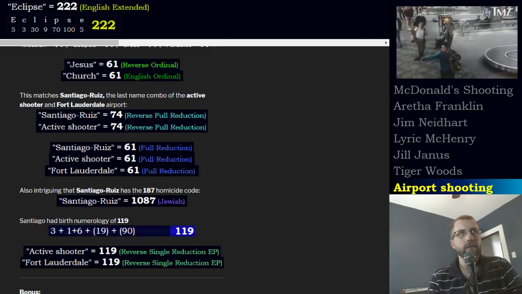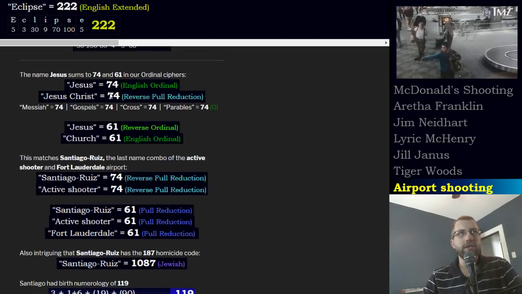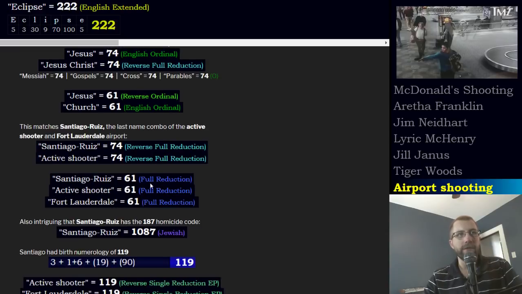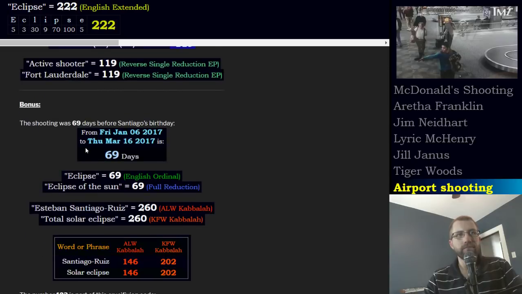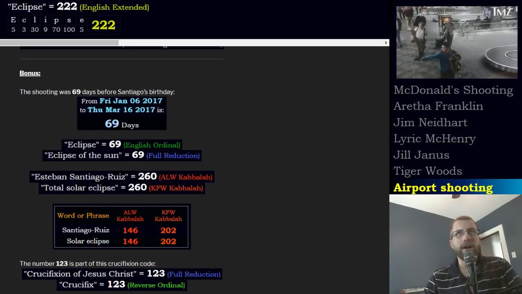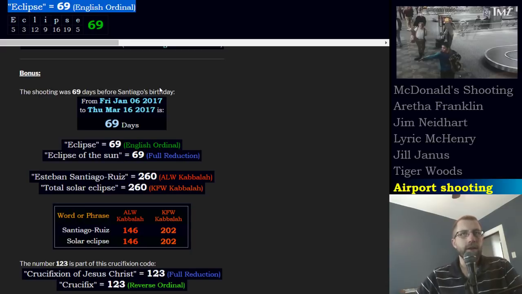Notice how there's so many Jesus numbers here, right? We know that Jesus and Jesus Christ both sum to 74. Santiago Ruiz and active shooter also sum to 74. Jesus also has this gematria of 61, just like Santiago Ruiz, just like active shooter, just like Fort Lauderdale. All of these summing to 61. And as far as this being an eclipse ritual, the word eclipse equals 69. The shooting occurred 69 days before the shooter's birthday.